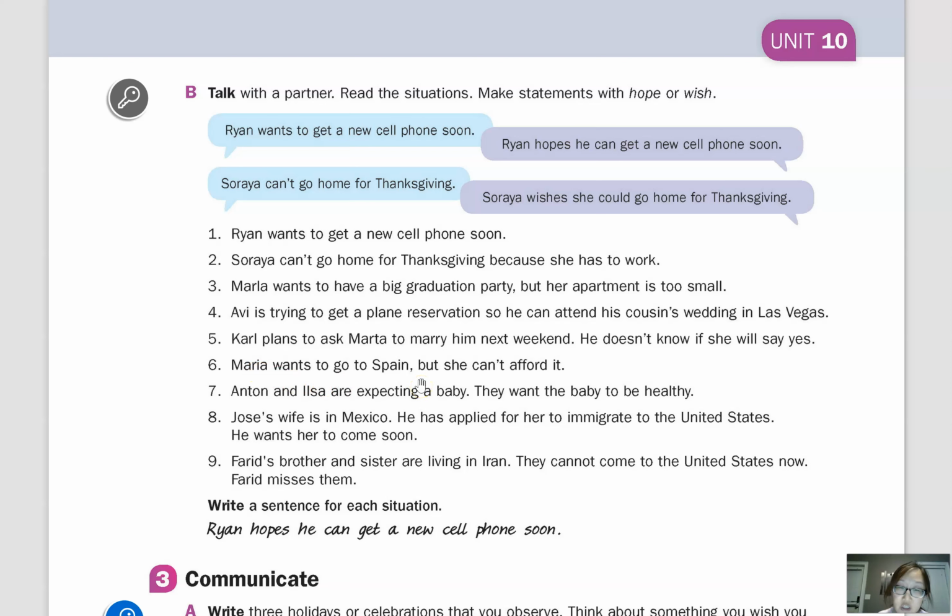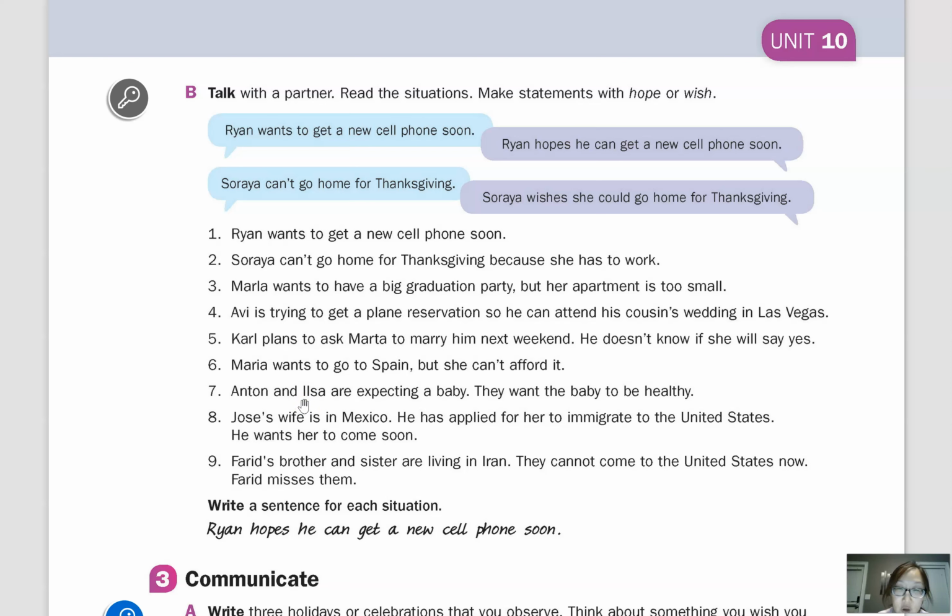Marla wishes she could go to Spain. And then number 7. Anton and Ilsa are expecting a baby. So be careful when you see a capital I, which can look like a lowercase l. So don't say Ilsa. That doesn't make sense.